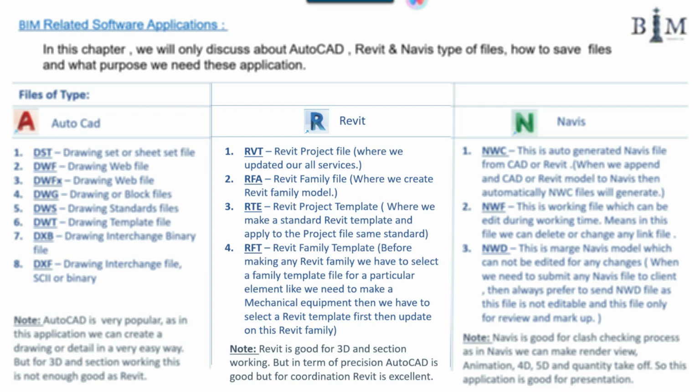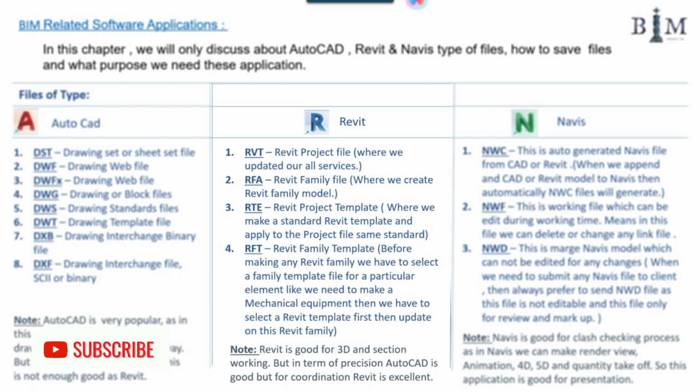Next, Revit. In Revit, we have four kinds of file. First, RVT, Revit project file, where we update all our services, drawing and model. Second, RFA, Revit family file, where we create Revit family models. Third, RTE, Revit project template, where we make a standard Revit template first and then apply it to the project file.